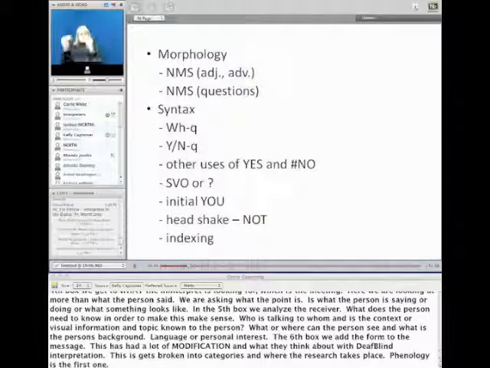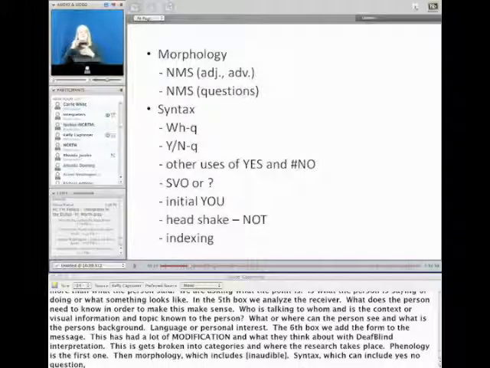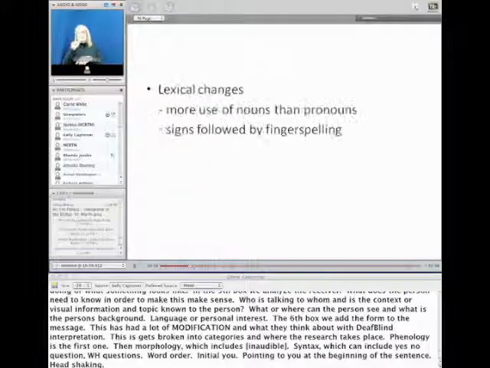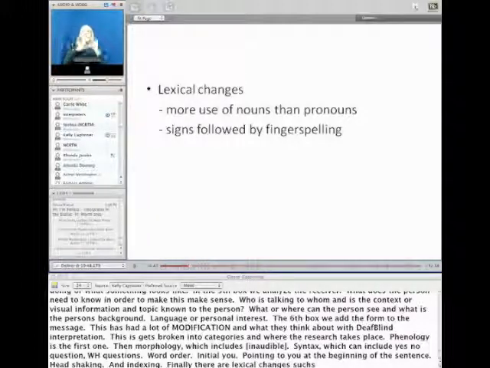Then there's morphology, which includes non-manual signals of adjectives, adverbs, or questions. Syntax, which can include yes-no questions, WH questions, other uses of the sign yes and no. Word order, whether subject, verb, object, or another. Initial you, so pointing to you at the beginning of a sentence. Head shaking, being signed as not, and also indexing. And finally, there are lexical changes, such as more uses of nouns and pronouns, and signs followed by fingerspelling.